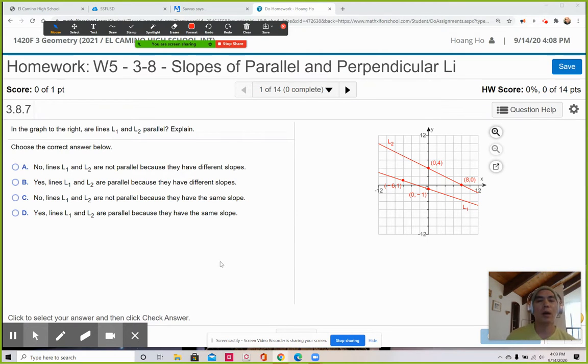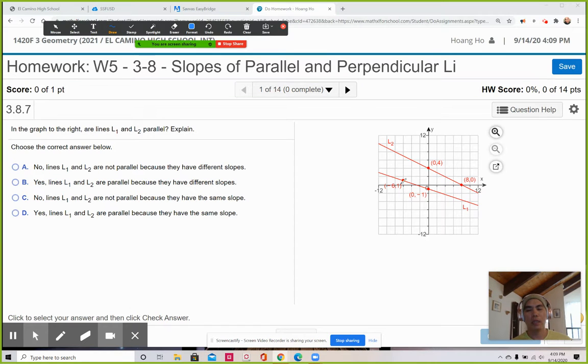3-8 slope of parallel and perpendicular line. Okay, so in this problem number 1, they give you two lines and you need to determine if they are parallel. To be exact, I would take a look at the two slopes and compare them. If the slopes are congruent, then the two lines are parallel.